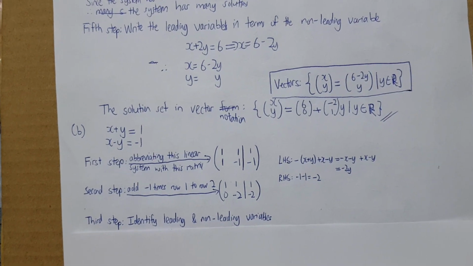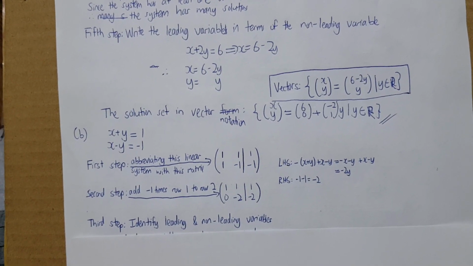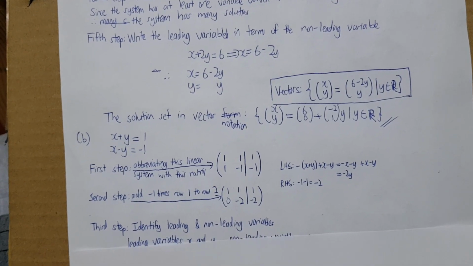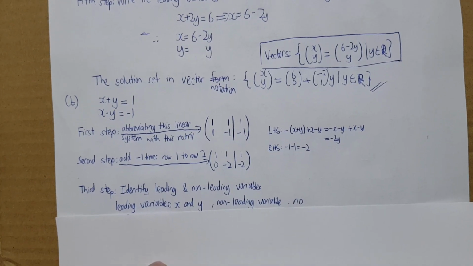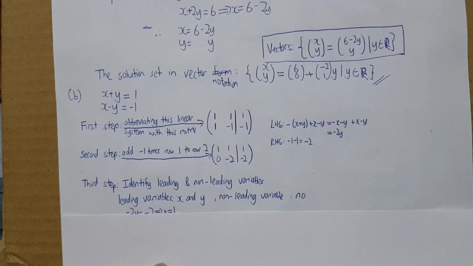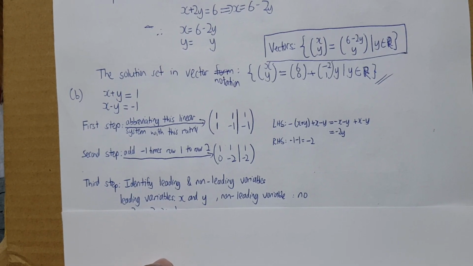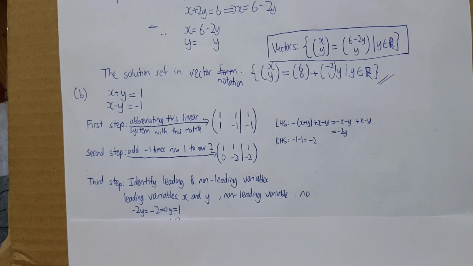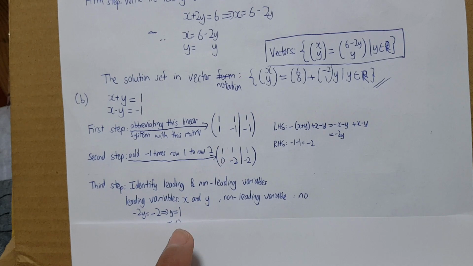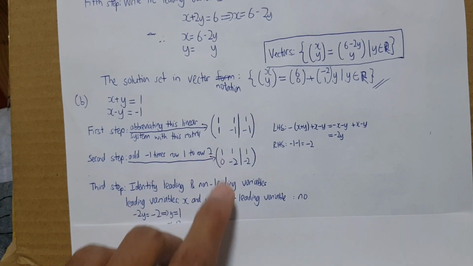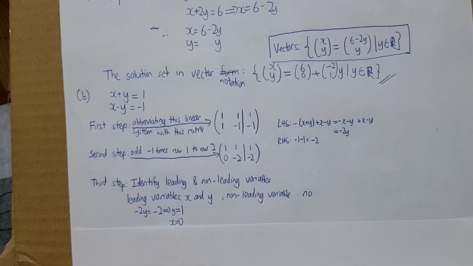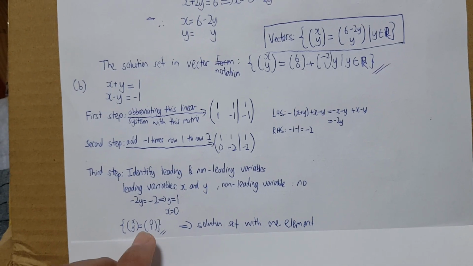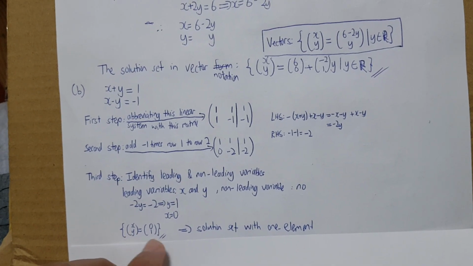Next step, identify the leading and non-leading variables. You notice that this system has only leading variables and no non-leading variables. Hence the leading variables are x and y, and there are no non-leading variables. So this system has only a unique solution. From the second row, we can see that minus 2y equals minus 2, so y equals 1. Plugging it into row 1, we get x equals 0. Expressing in vector form, the solution set has one element, so it's written as this. The notation is also written as this.